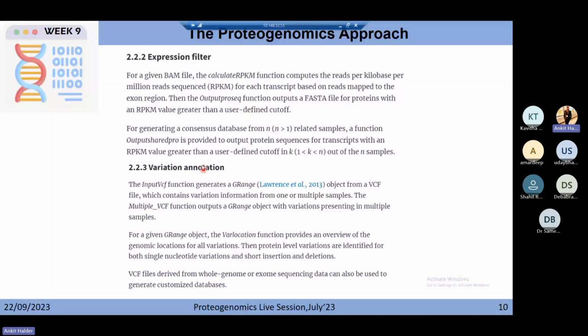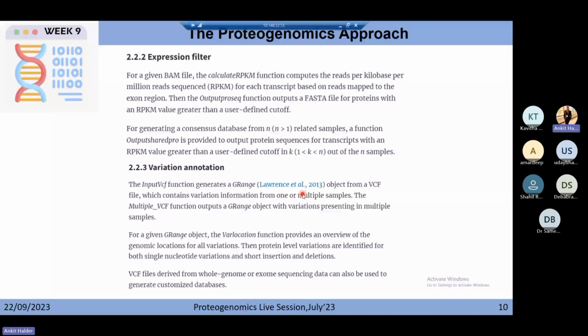These are all functions that they are using. The input function objects from a VCF file will contain the variation related information from one or multiple samples. So this is important, one sample or multiple samples. If you are going to generate your database, you can have a person, a diseased person, so you have the normal DNA, diseased DNA, and diseased protein, normal protein. From the RNA sequencing VCF file, you generate the database, run the protein through your mass spec, and finally search it against your database, in a single patient. So that you can do.